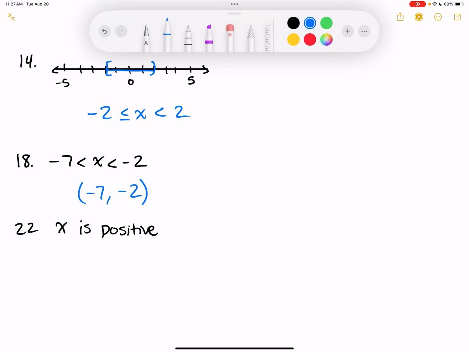Is 0 a positive number? No. 0 is not positive. It is not negative. So we have to use a parentheses. 0 to infinity. And infinity can never have a bracket on it. I just said x is positive. Where is x in that? Anywhere from 0 to infinity.